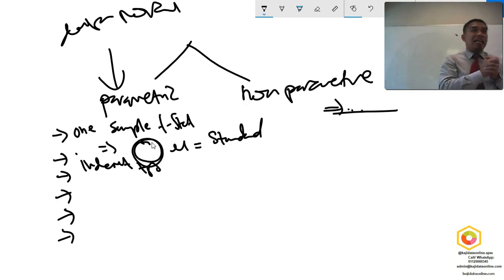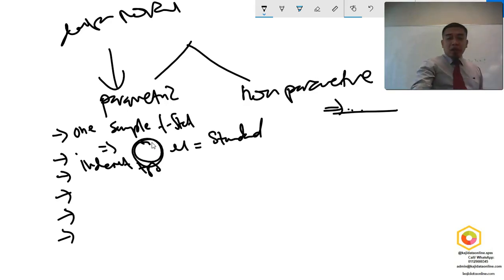So what is my null hypothesis? A and B have the same blood pressure. And what is our alternative? A and B have different blood pressure. So that is my null hypothesis and alternative hypothesis for independent samples.